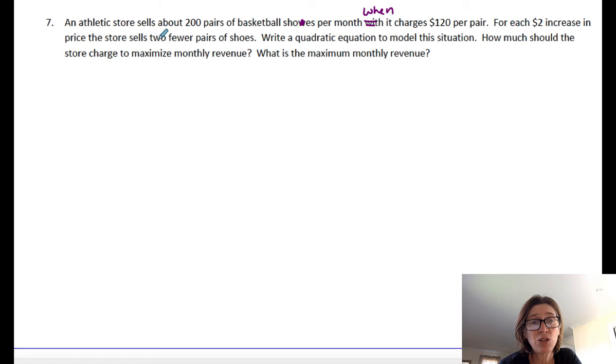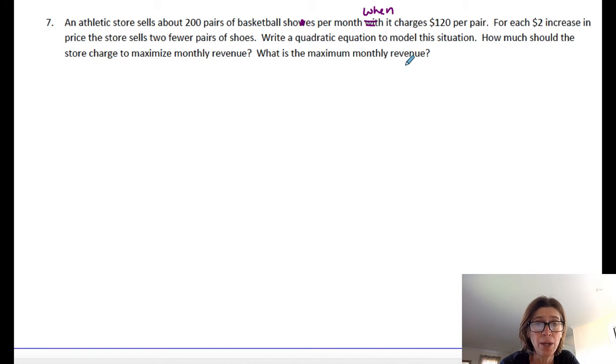So we have an athletic store that sells about 200 pairs of basketball shoes per month when it charges $120 per pair. For each $2 increase in price, the store sells 2 fewer pairs of shoes. Write a quadratic equation to model the situation. How much should the store charge to maximize the monthly revenue? What is the maximum revenue?